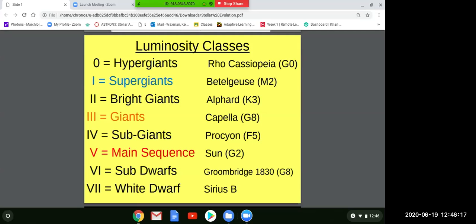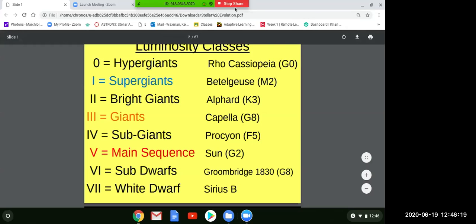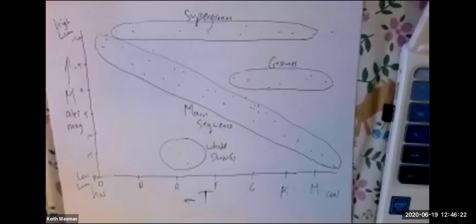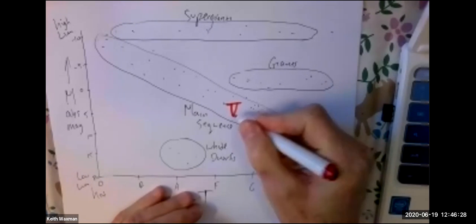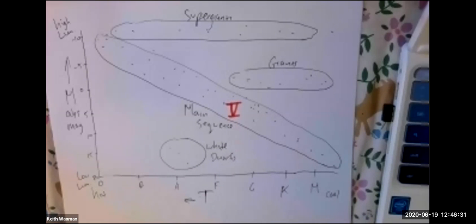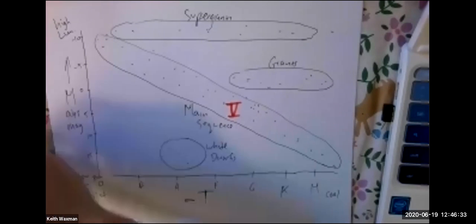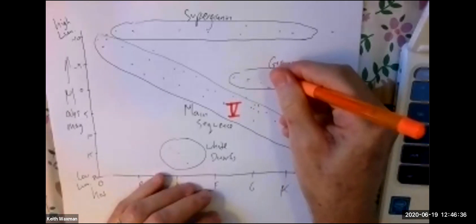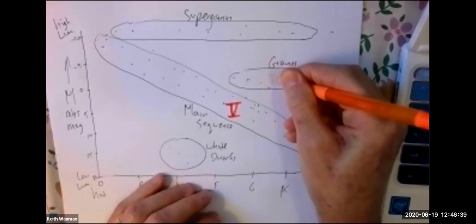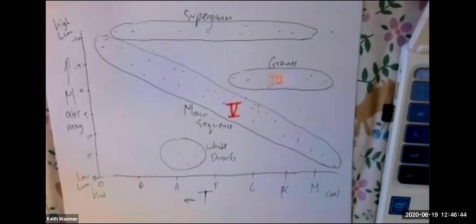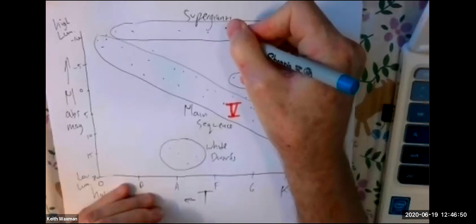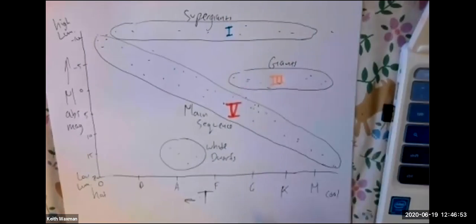Now let me show you how this works on the HR diagram. On the HR diagram, we're going to label main sequence as luminosity class 5, Roman numeral 5. We're going to label giants as luminosity class 3. We're going to label supergiants as luminosity class 1. It's a 1, Roman numeral 1. 1, 3, 5. So watch this. I'll show you how this works.